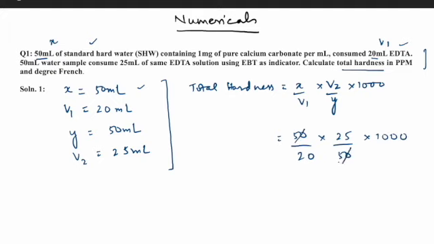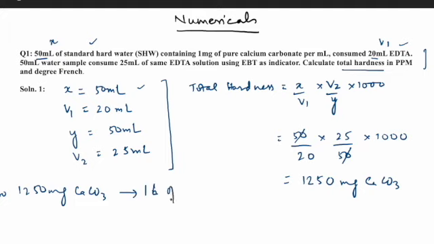So what do I get? I simply get 1250 milligrams calcium carbonate. So that means 1250 milligrams calcium carbonate is present in 1 liter of water sample. That means the answer is 1250 milligrams per liter. But you have to tell the answer in ppm as well as in degree French. Remember, 1 ppm is equal to 1 milligram per liter. So this is equal to 1250 ppm.